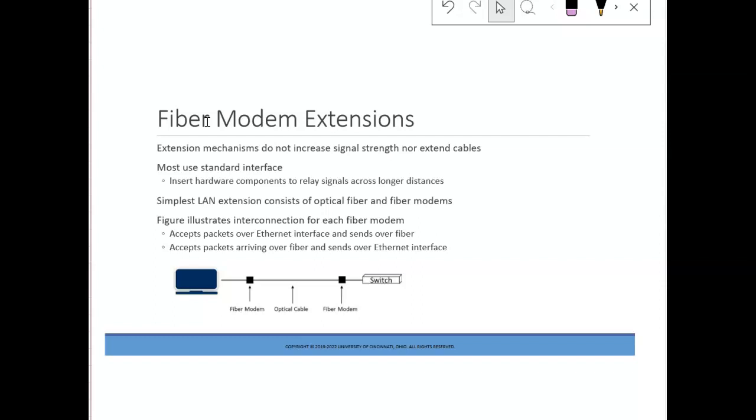Each of the fiber modems contains hardware to perform two chores. First, to accept packets over the Ethernet interface and send them over the optical fiber. And secondly, to accept packets that arrive over the optical fiber and send those packets over the Ethernet interface. A pair of fiber modems are used to provide a connection between a computer and a remote LAN, such as Ethernet. In practice, implementations use a pair of fibers to allow simultaneous transmission in both directions. This setup is common for local area networks that exceed the 100-meter limitation of twisted pair cabling.